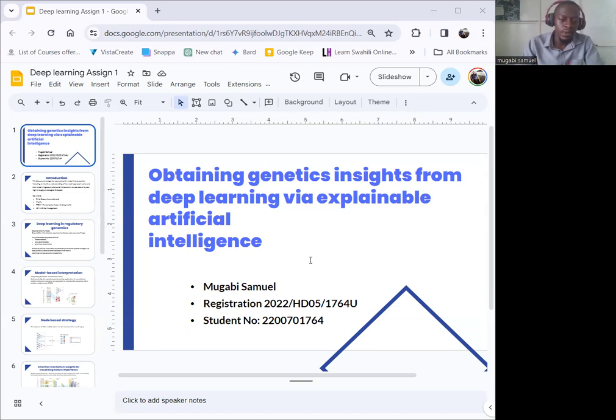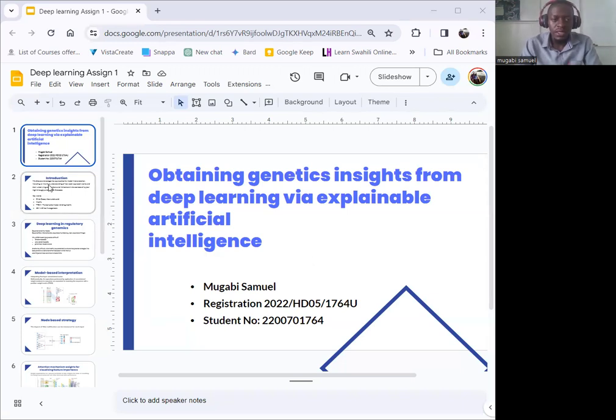My name is Mugabe Samuel, master's in computer science, and I'll be taking you through this paper. It was our first assignment in deep learning. So we shall be going through obtaining genetic insights from deep learning via artificial intelligence.